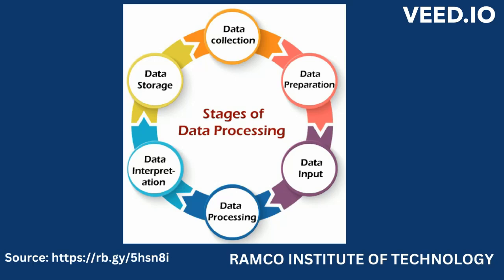The fourth stage is the data processing stage. The raw data is subjected to various data processing methods using machine learning and artificial intelligence algorithms to generate the desired output. The fifth stage is the data output or data interpretation stage. Here, the data is finally transmitted and displayed to the end user in a readable format in the form of graphs, tables, charts, audio, video, etc.